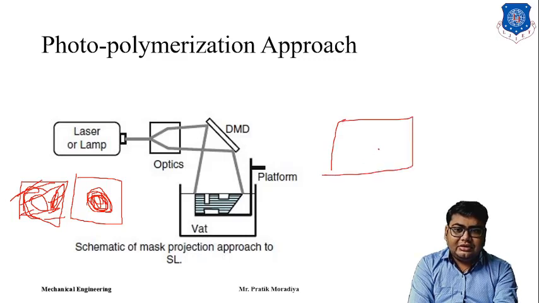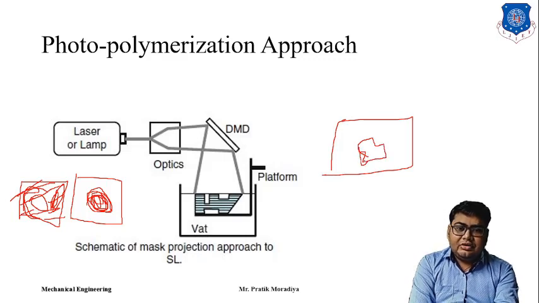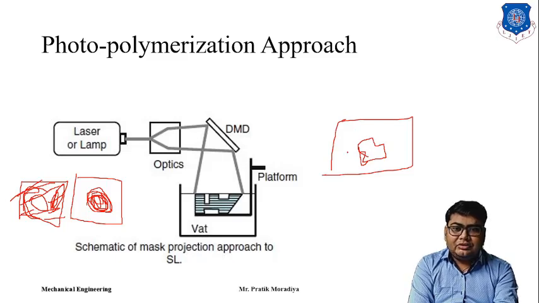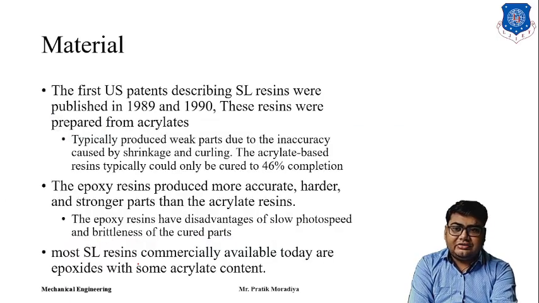And suppose in the next layer, you want this type of shape. So we'll make sure that light only comes into this area. But this will be performed in a single stage. In vector scan, we are going point by point. Here, the entire layer is produced in a single go. So this is the mask projection approach of the SLA method. This mask projection is very much faster than vector scan itself.